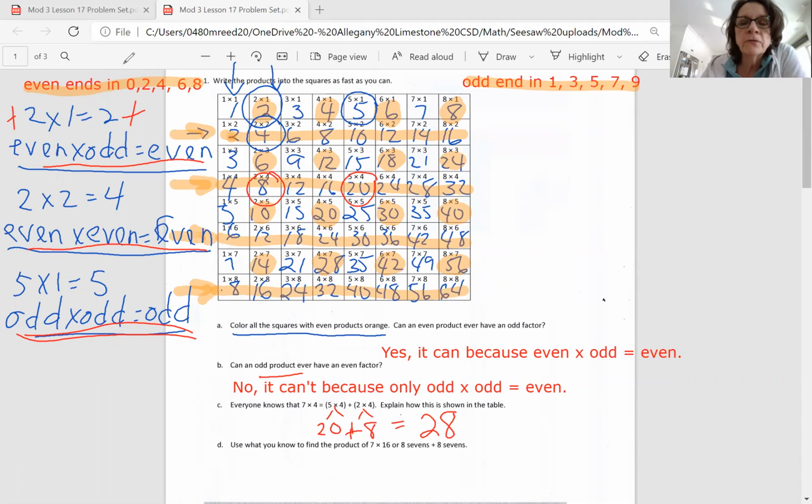Okay. So how do we see it in the table? We find the product for 5 times 4. We find the product of 2 times 4. We add those and we get 28. That technically is the distributive property. We found 7 times 4 by using 2 easier facts. We all like multiplying by 5. We all like multiplying by 2. And so that makes it easy for us to get our answer there with those 2 easier facts. All right.